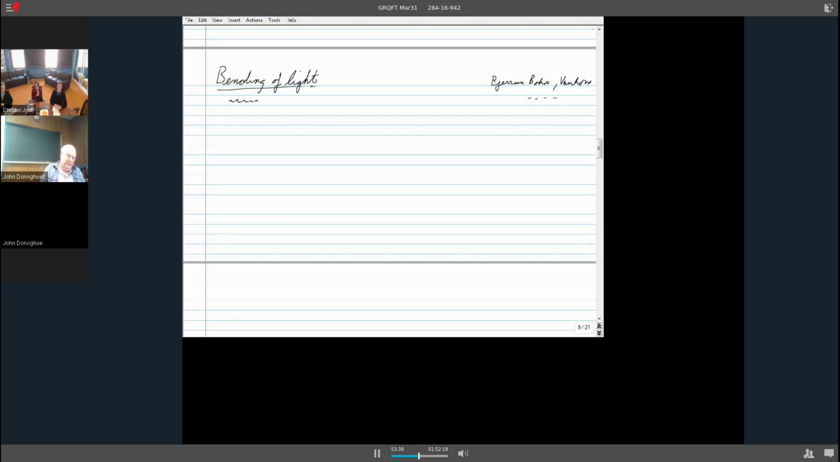Okay, next example, I won't do in too much detail, but let's just talk about it. Bending of light, at one loop. This is a recent paper that Barry and I again have written with Bjorn Bohr, Peter van Hove, and one of Pierre's students.